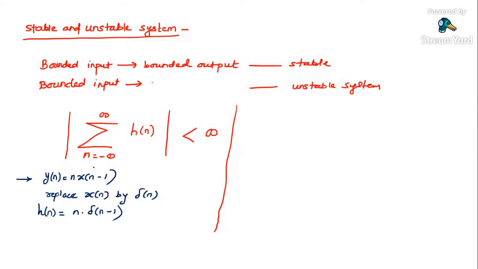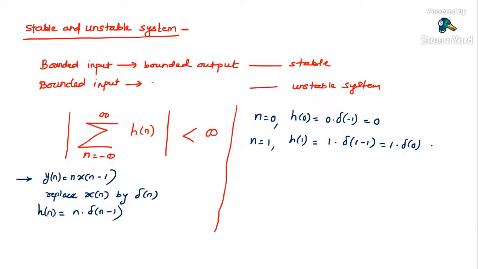Now find out for n from minus infinity to infinity. Put n is equal to 0. What is the output of the system? h of 0 is equal to 0 into delta of minus 1, so it is equal to 0. Put n is equal to 1. h of 1 is equal to 1 into delta of 0. We know that the value of delta of 0 is 1, so it is equal to 1. The impulse signal has value 1 only at the 0th location and all others are 0.